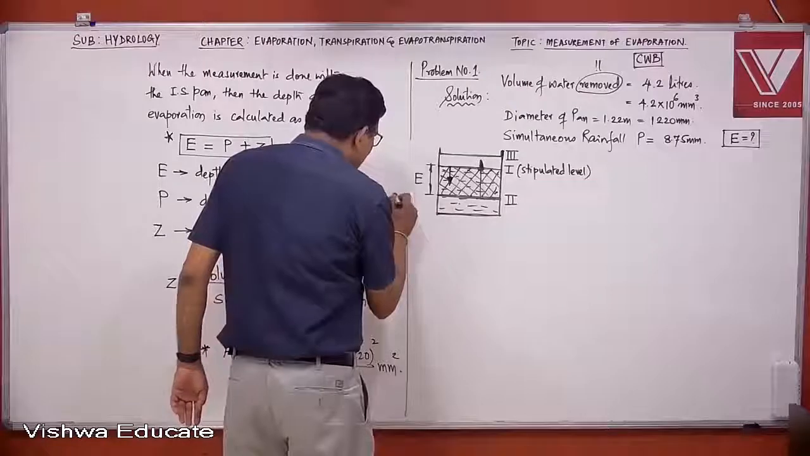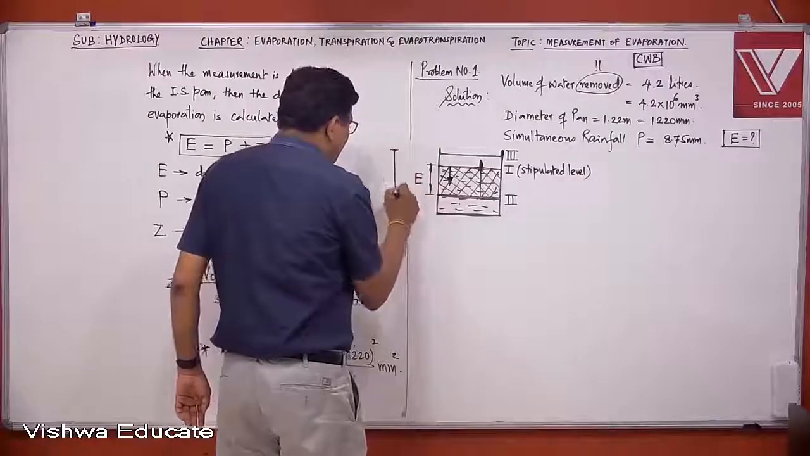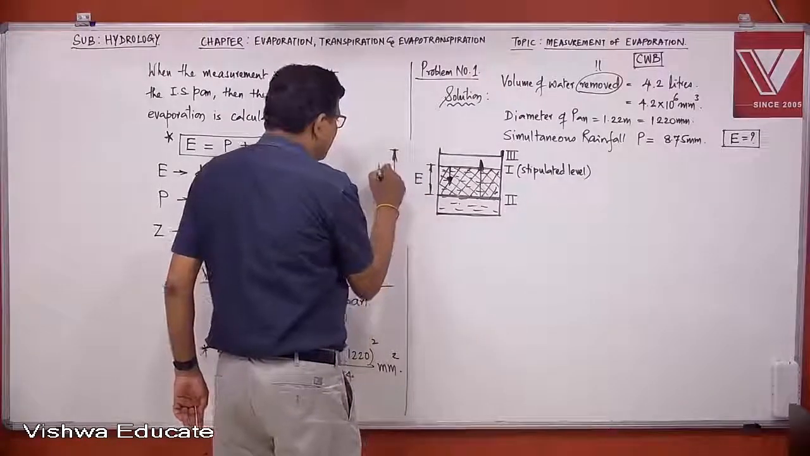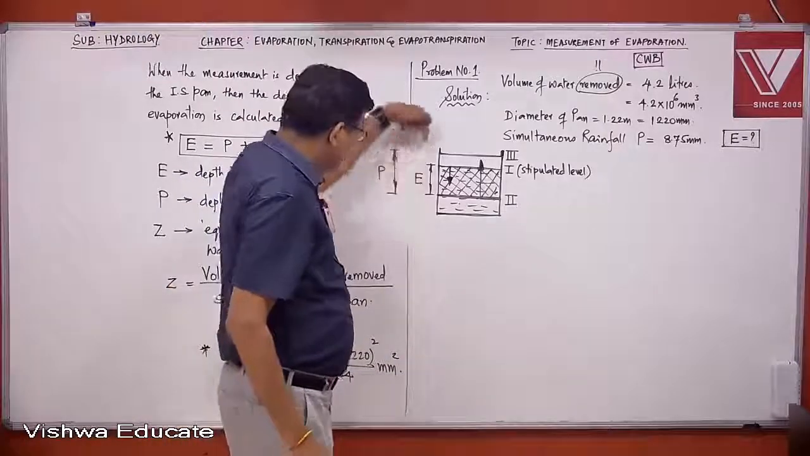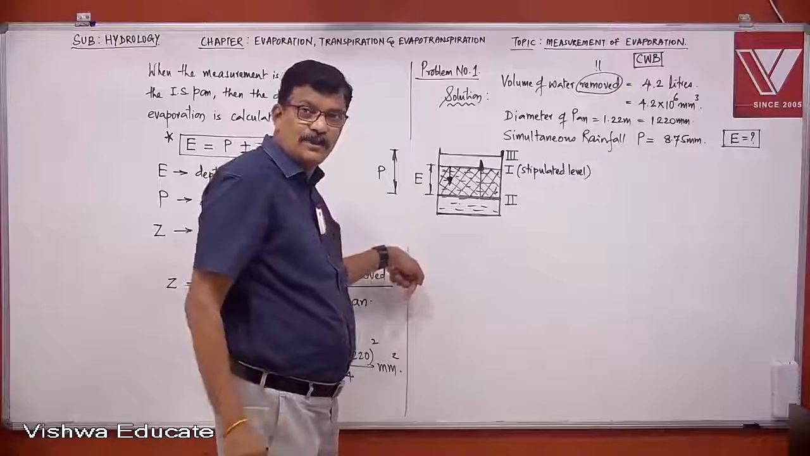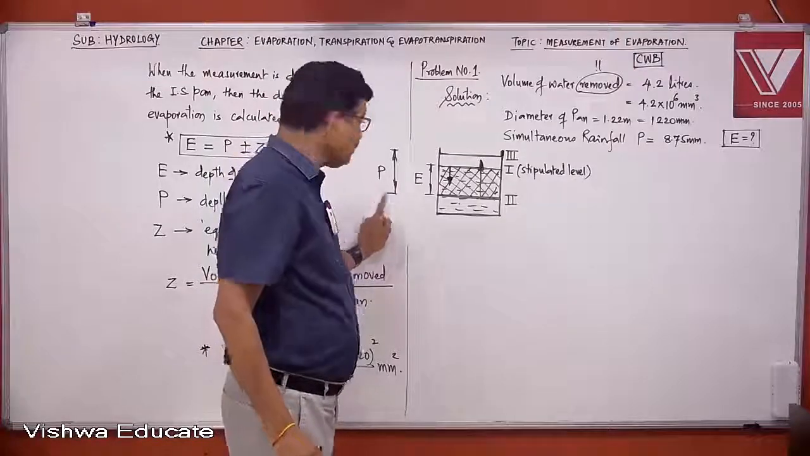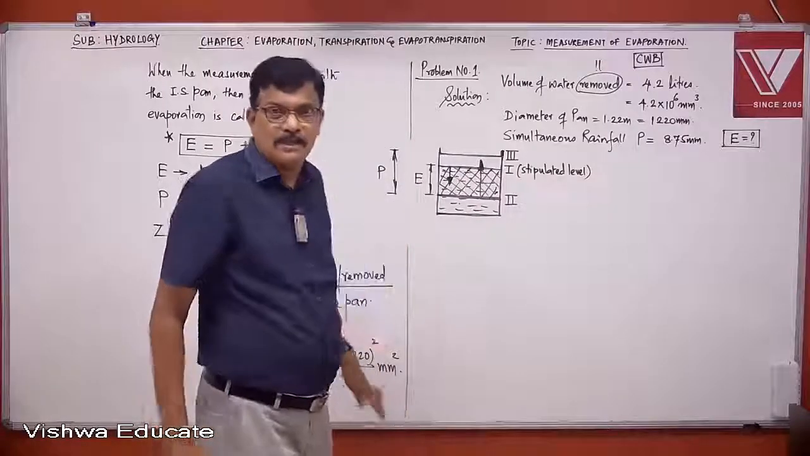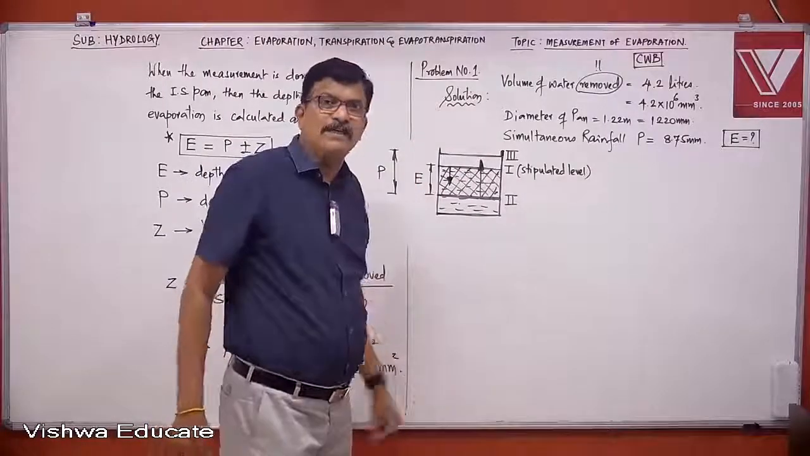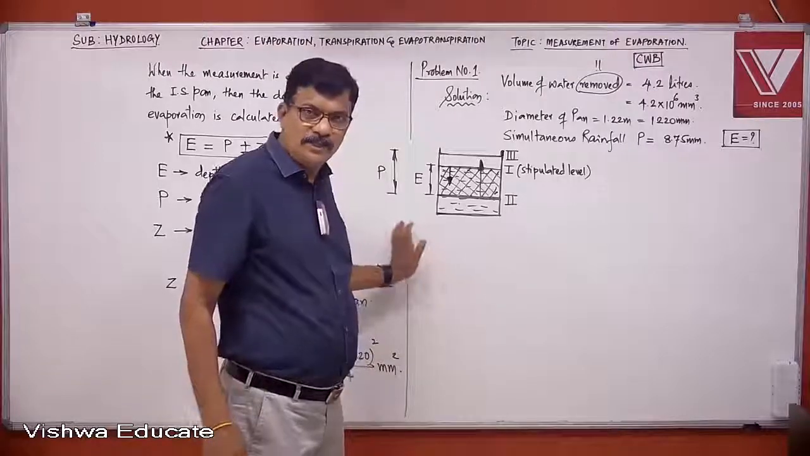So from this stage to this stage, let me mark it here, this is P. The evaporation is a loss that has lowered the level. P is the precipitation, which is the gain in the level. So this has happened simultaneously. I have been marking it separately here. Is it understood up to here?